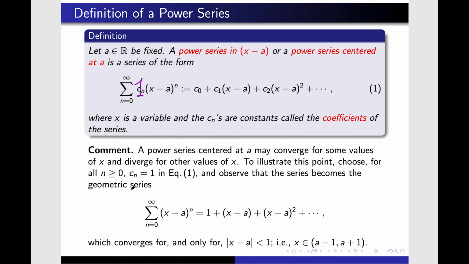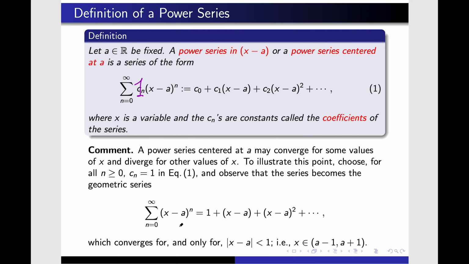Observe that the series becomes simply a geometric series with common ratio x minus a. And we know that a geometric series with common ratio r converges if and only if that common ratio in absolute value is smaller than 1. So in this context, the absolute value of the common ratio x minus a needs to be smaller than 1, which means x should be between a minus 1 and a plus 1. This means that x is between a minus 1 and a plus 1.